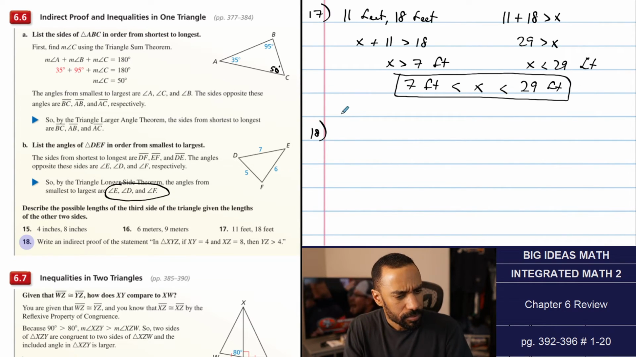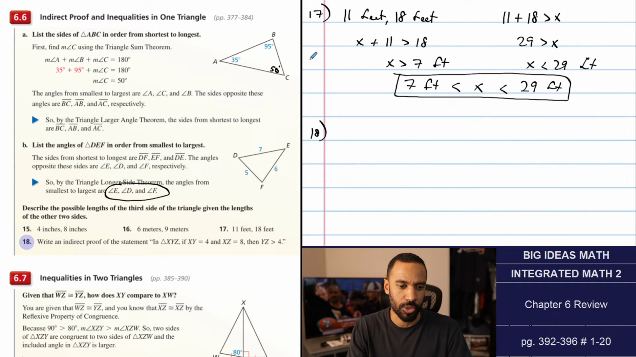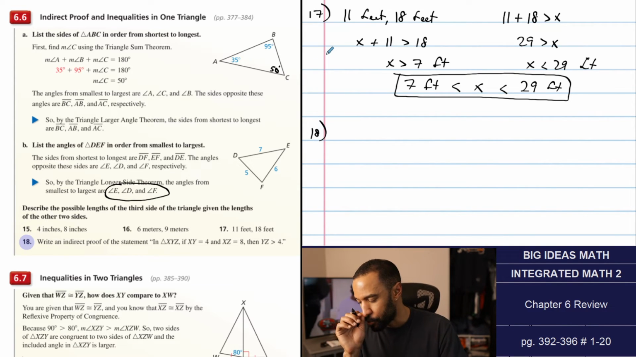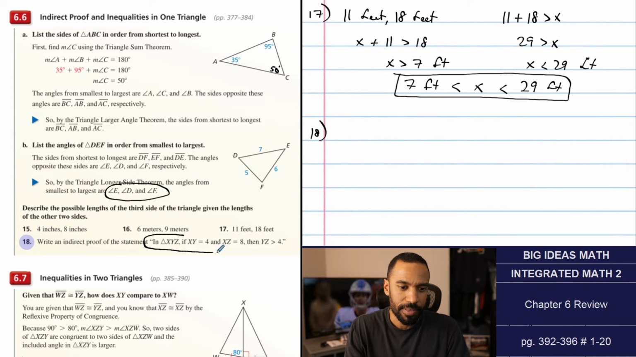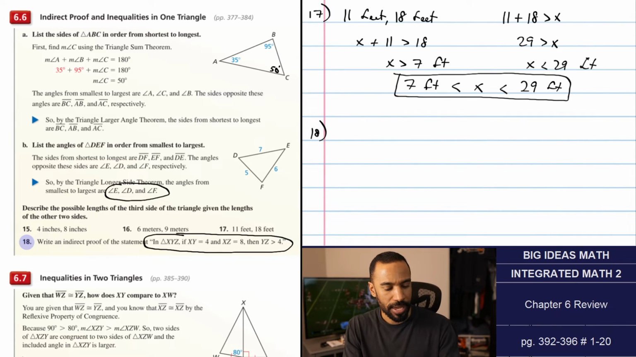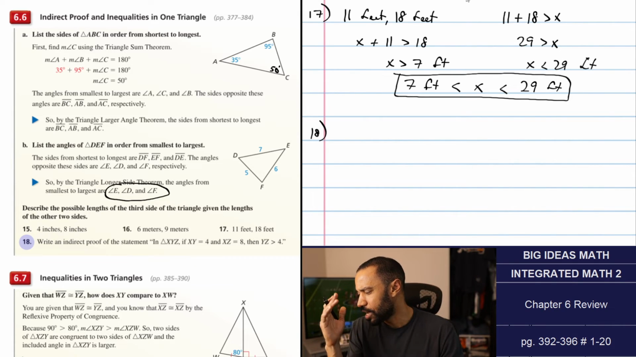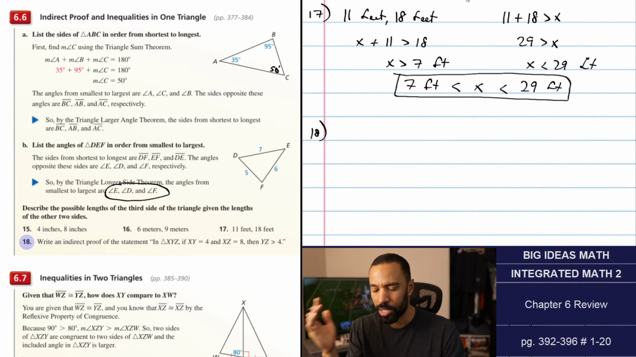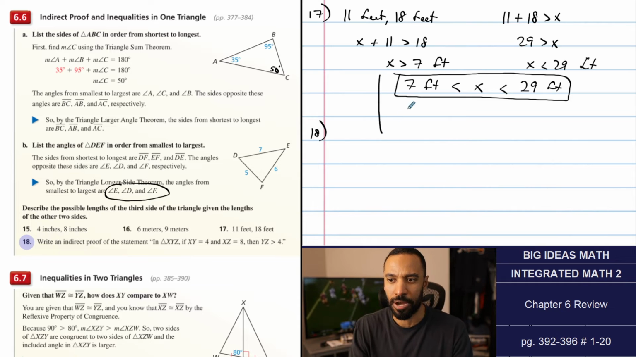Here it was. Write an indirect proof of the statement in triangle XYZ. If XY equals 4 and XZ equals 8, then YZ is greater than 4. Okay, this is going to make use of the triangle inequality theorem here. This is something that's true, and we're going to prove it by hypothetically assuming the opposite. What we're going to do is show how the opposite can't possibly be true. Therefore, this version must be true.